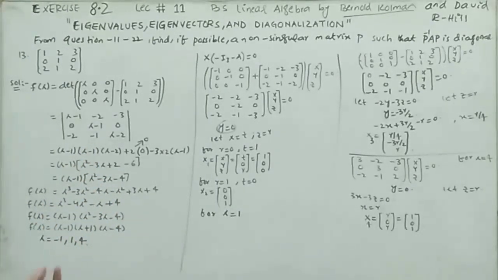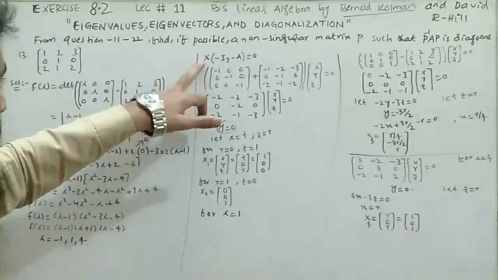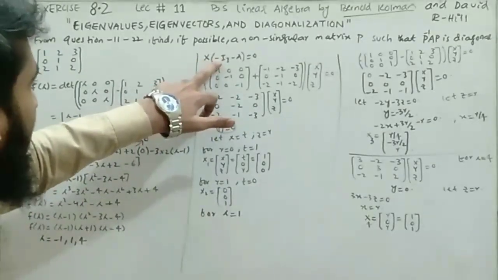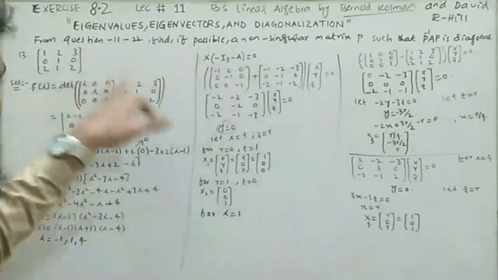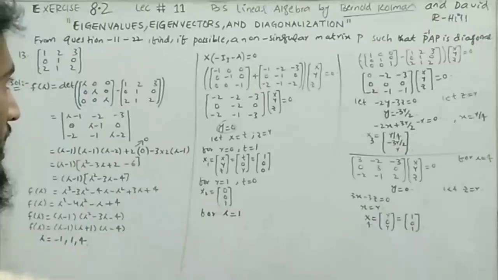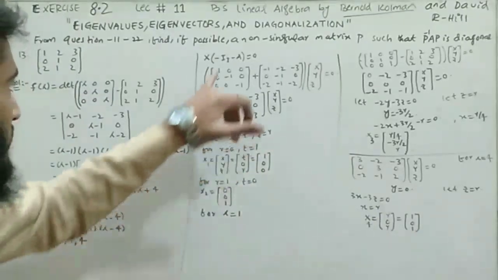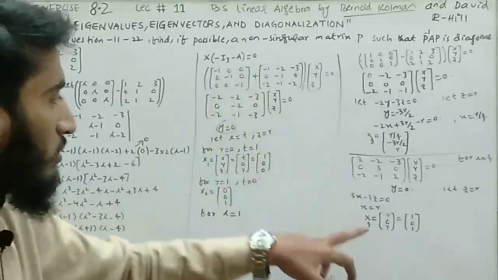So from here 3 eigenvalues are generated: minus 1, 1, 4. So using the definition, X into lambda I3 minus A. Put lambda minus 1 over here, and A is this matrix. By simplification it will give us 2 eigenvectors, x1 and x2. Further, by putting 1 in this formula it will give us another eigenvector, and by putting 4 in this formula it will give us another eigenvector.